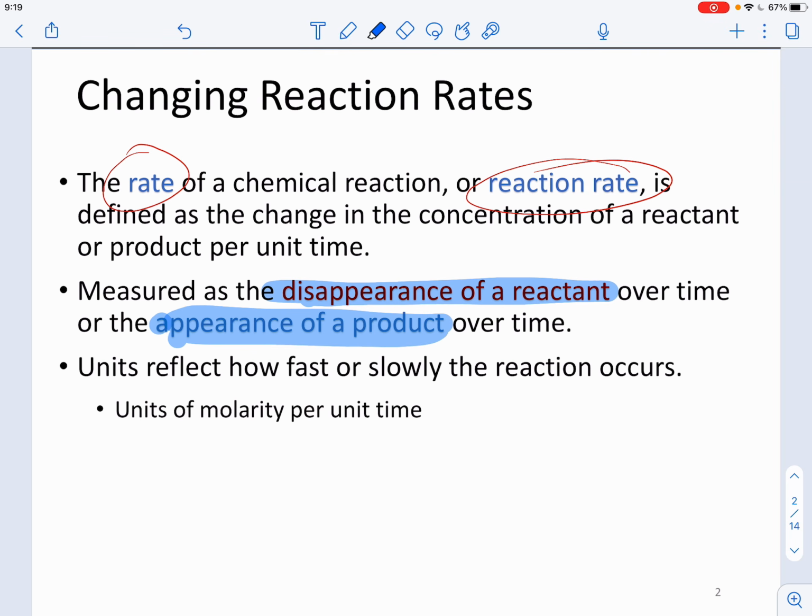To express how fast these chemical reactions are, you usually use units of molarity per unit time. But if you want to have a broader view of what's going on here, you are basically following how the amount of matter is changing over time. Okay, amount of matter per unit time. The change in the amount of matter per unit time, defined as the disappearance of a reactant or the appearance of a product.